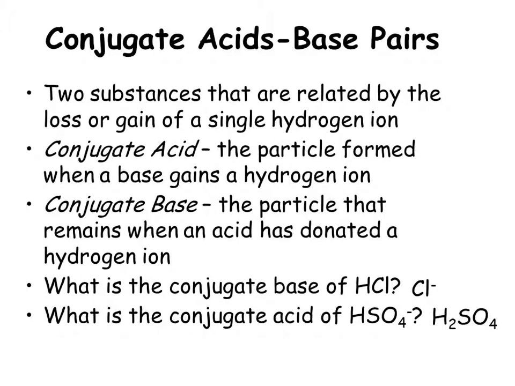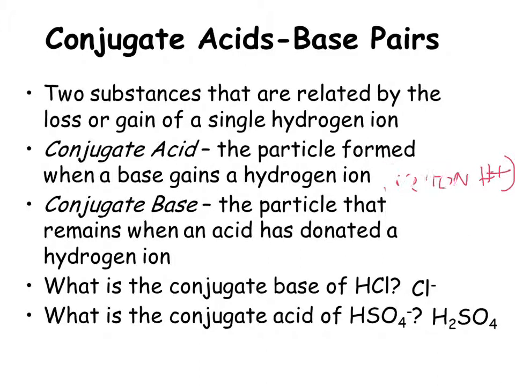The conjugate acid is the particle formed when a base gains a hydrogen ion, or the proton. All right, we can just write here, or the proton, the H plus. It's the proton, which is the H plus. Okay, so that is the hydrogen ion. And then the conjugate base is the particle that remains after the acid has donated a hydrogen ion. Right? So let's see what that means in real life.